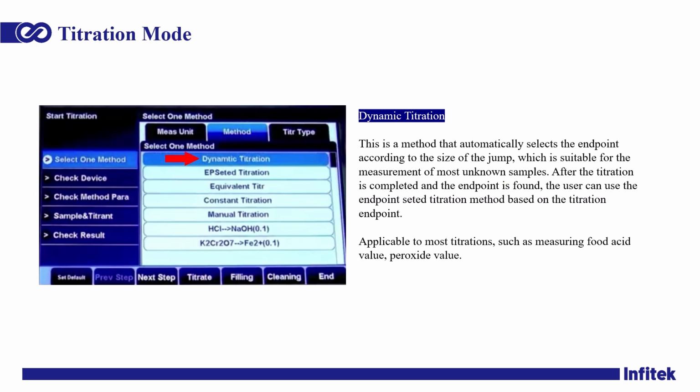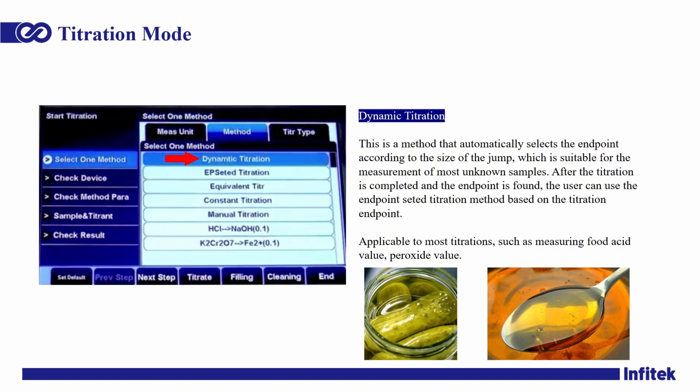Firstly, dynamic titration. This is a method that automatically selects the endpoint according to the size of the jump, which is suitable for the measurement of most unknown samples. After the titration is completed and the endpoint is found, the user can use the endpoint-setted titration method based on the titration endpoint. This mode is applicable to most titrations, such as measuring food acid value, peroxide value.